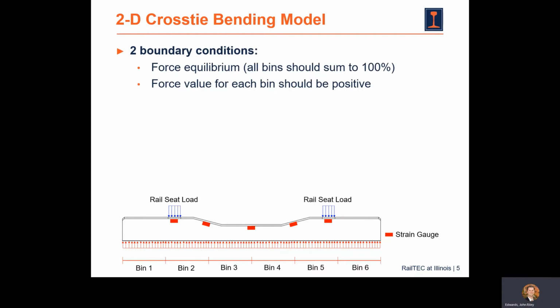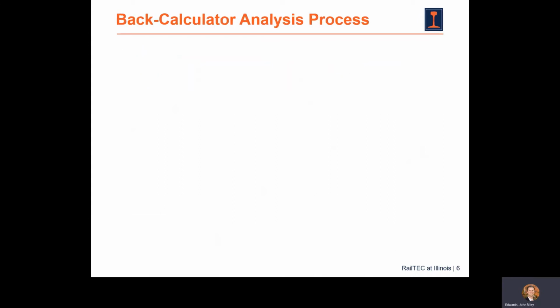To further discuss 2 boundary conditions that were set up, we have force equilibrium. This means that all of our bends should sum to 100%, and the force value for each bend should be positive. We have no negative exchange of forces from the tie to the ballast.